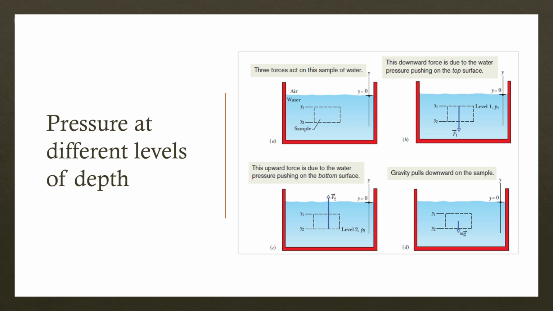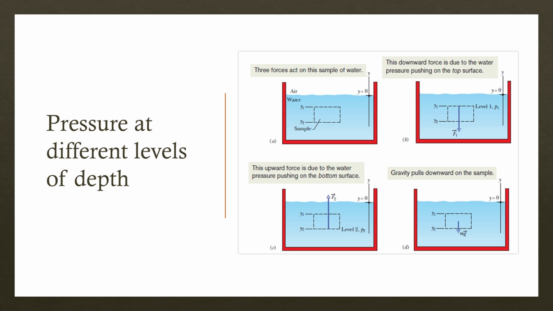Now, if we calculate the amount of force acting on that imaginary cylinder, there would be three. First is this downward force. This downward force is due to the water pressure pushing on the top surface. The pressure going down here. So we can call this F1. While the upward force is due to the water pressure pushing on the bottom surface, because of the water here. And then other than that, there is gravity. Gravity pulls downward on the sample.